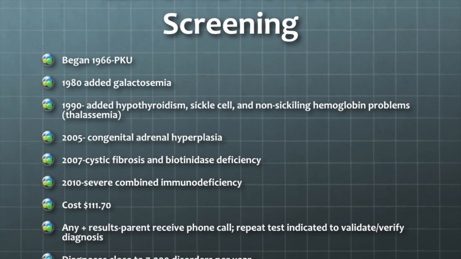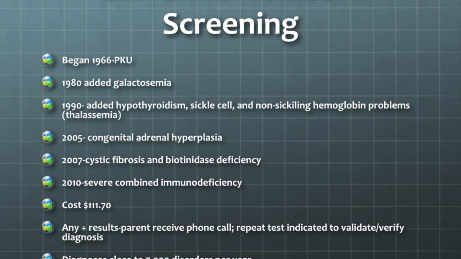So part of your job, in addition to getting the test on the blotter of the paper, is making sure that we have the correct contact information, address, telephone numbers, and names. When we contact the parents, we let them know that their screen came out positive for a specific disorder, and we need to repeat the test to make sure that it is accurate. We don't base the diagnosis on one test.